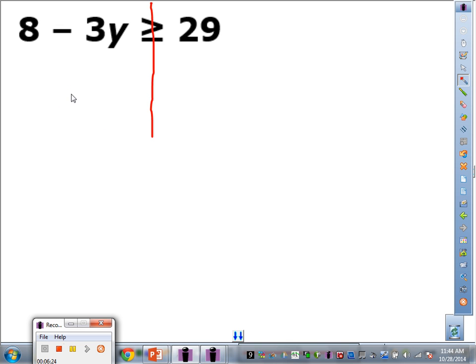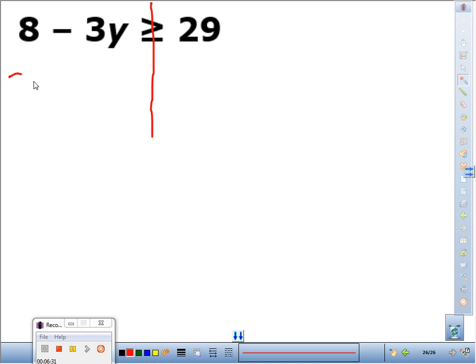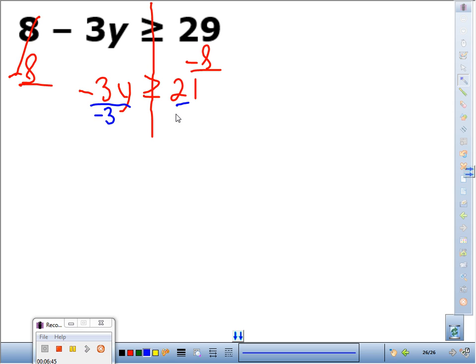What do I do, first step? Subtract 8 from both sides. We're left with negative 3y greater than or equal to 21. Continue. Divide both sides by negative 3. And what do I write down here? Y is greater than or equal to negative 7.